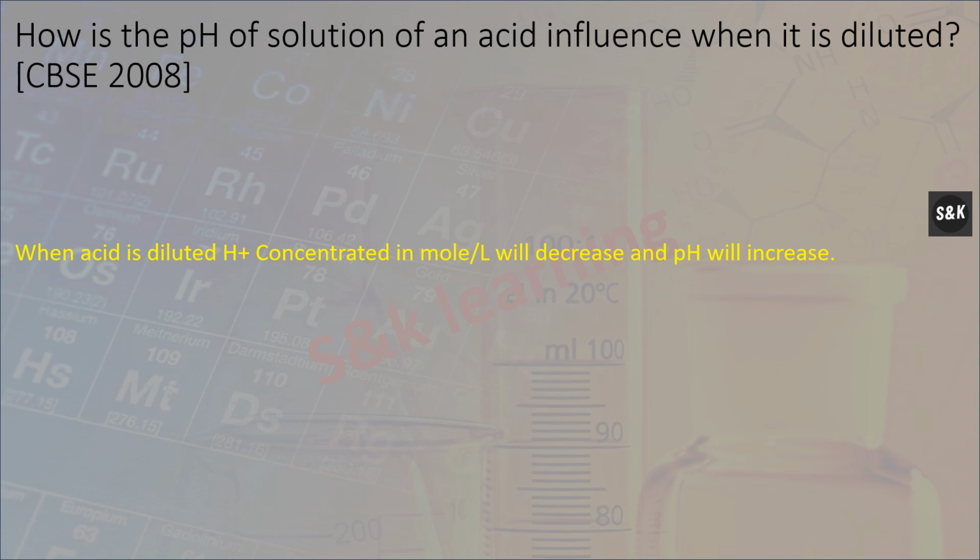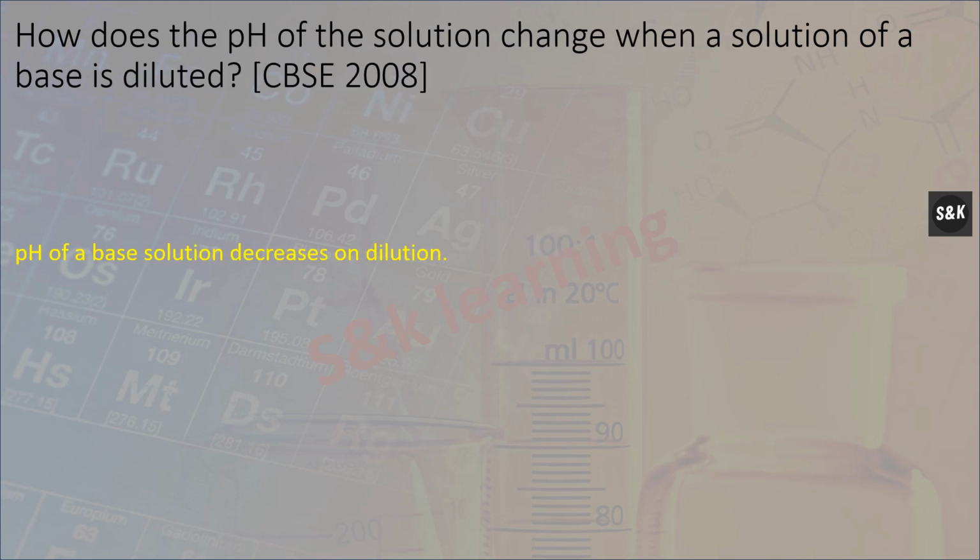How is the pH of the solution of an acid influenced when it is diluted? When an acid is diluted, H plus ion concentration in mole per liter will decrease, so the pH will increase.